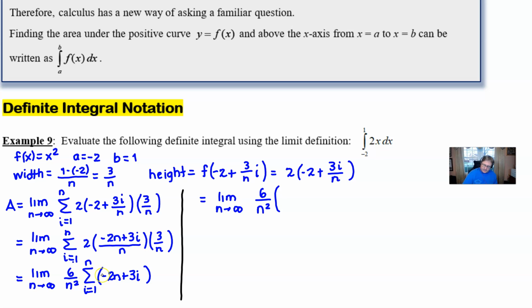The summation of negative 2n. Well, remember, negative 2n basically acts as a constant. You'd multiply that by an n, which essentially creates an n squared there. Next, we have plus 3 times the summation of i, which is going to be the formula n times n plus 1, all divided by 2.